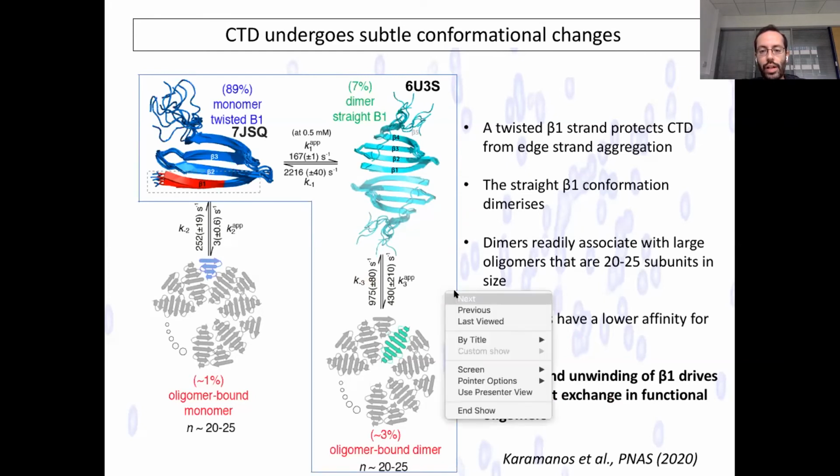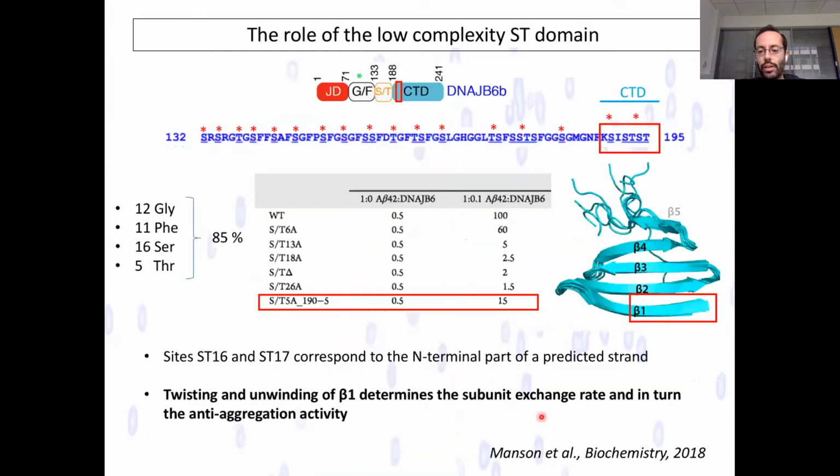And why this is important for the function, we can go back to this nice paper from the Emanuelsson group a couple of years ago, where they looked at the effect of different mutations in this part of the protein. And basically what they find is that if they make a couple of mutations in this part of the protein, which is the N-terminal part of the B1 strand, where we see all these interesting dynamics by NMR, this knocks down the ability of the protein to inhibit the aggregation of A-beta 42 down to 15%. So our hypothesis is that twisting and unwinding of B1 is important not only for the subunit exchange rate in these oligomers, but also for the anti-aggregation activity.